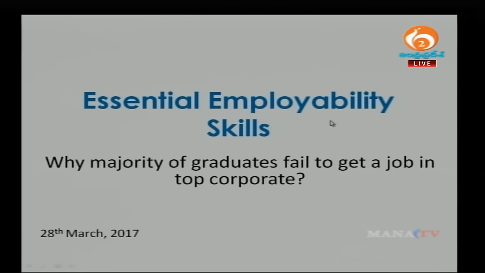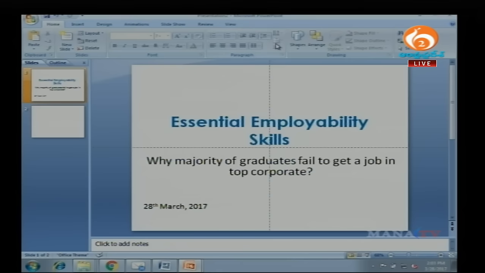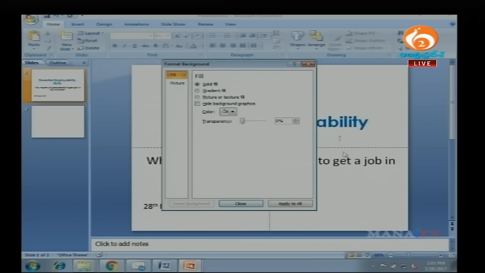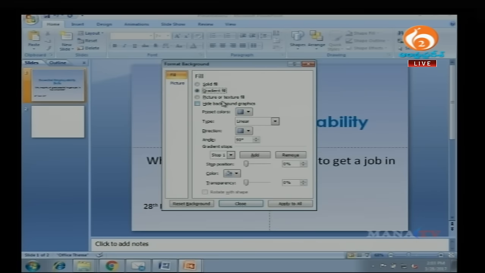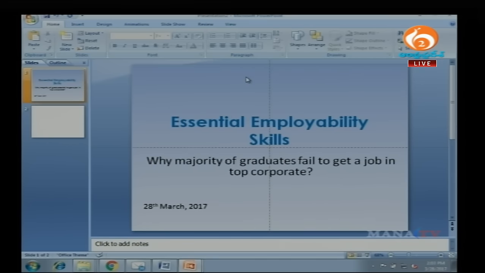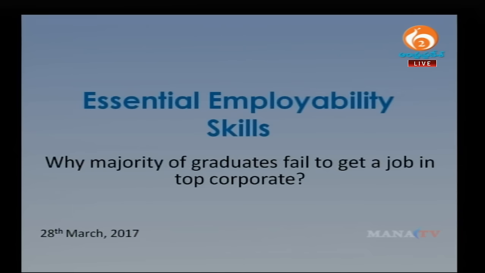Okay. Now it doesn't have a black background, so let's put a background here. Right click and format background. So I can have a solid fill or gradient fill. Gradient is a combination of two colors. I can pick whatever color I want from here. So I would leave this as it is. Don't say apply to all. Let's have the background only for the title slide and say close. Now let's go to the slideshow mode. This is how it looks. Essential employability skills. Basically why majority of students fail to get a job in top corporate.